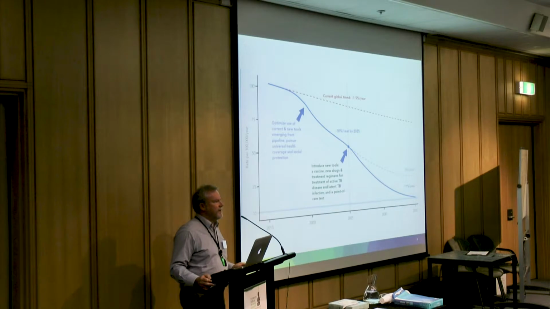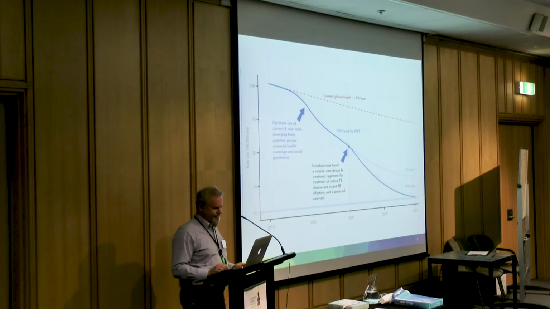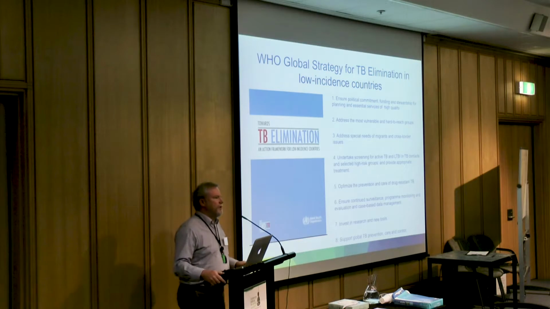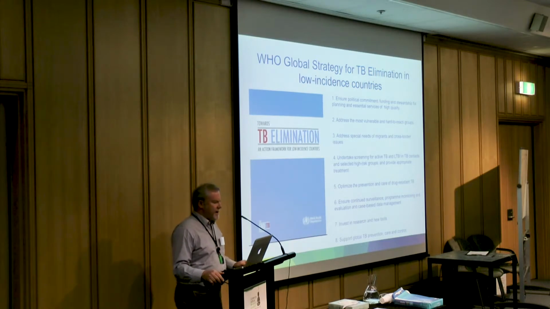And it's really the introduction of new vaccines, diagnostics, treatments both for active TB and latent TB, which will kickstart a meaningful reduction to be able to hit those targets. Now, not all countries are the same, so the WHO further developed a plan for low incidence countries like Australia. And this was a TB elimination plan which highlighted 8 priority action areas. And I'll come back to that to discuss our own plan.